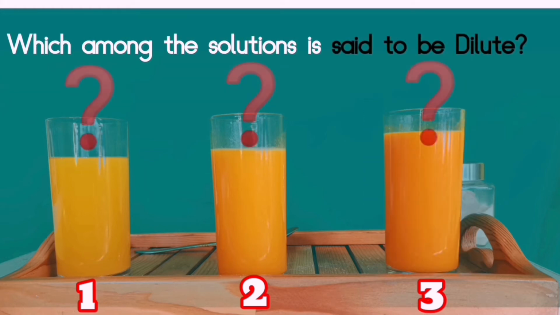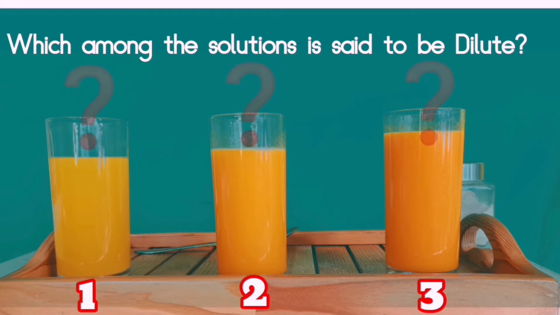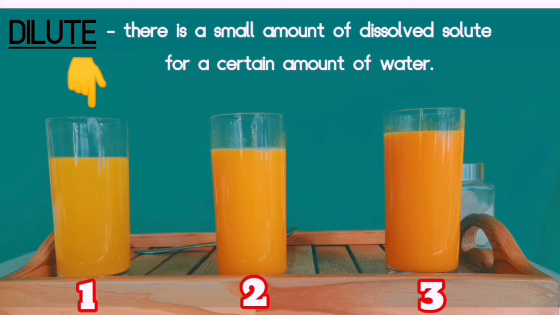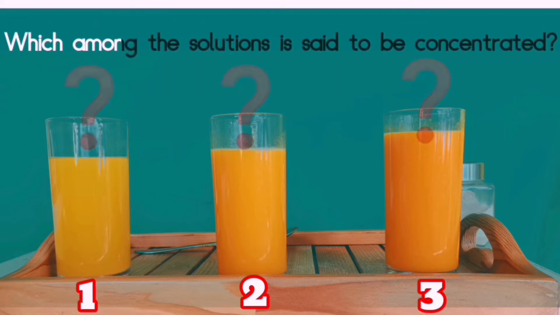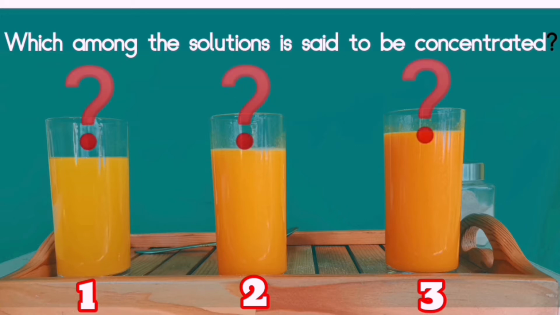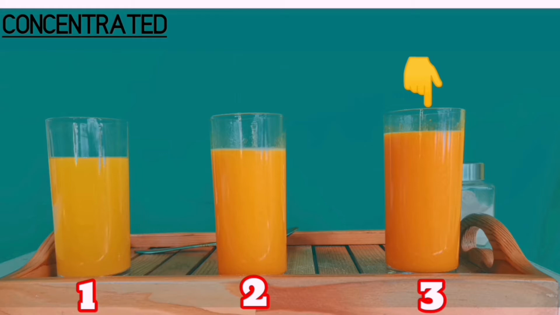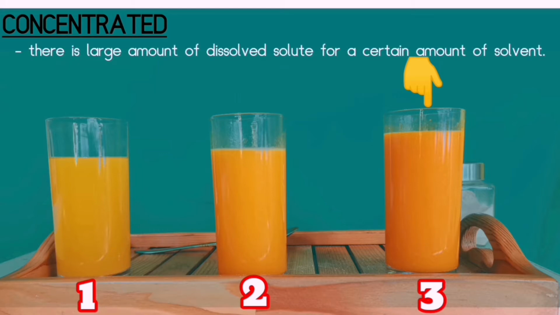Which among the solutions is said to be dilute? Yes, correct! The first glass with a lighter color is a dilute solution because there is a small amount of dissolved solute for a certain amount of water. Which among the solutions is said to be concentrated? Okay, yes, it is the third glass. A concentrated solution is the darkest in color because there is a large amount of dissolved solute for a certain amount of solvent.